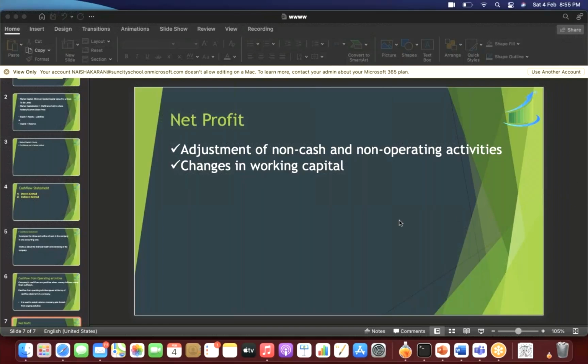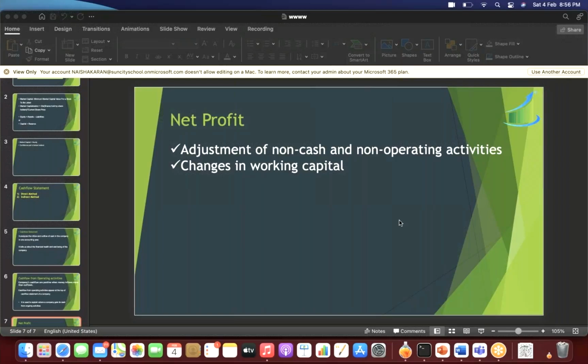Now let's see, current asset is debtors. What do I mean by debtors? People who owe money to the business. If my debtors are going down, that means these debtors are paying me cash. If they're paying me cash, there is more cash in the business than the profit, and therefore, I add it.